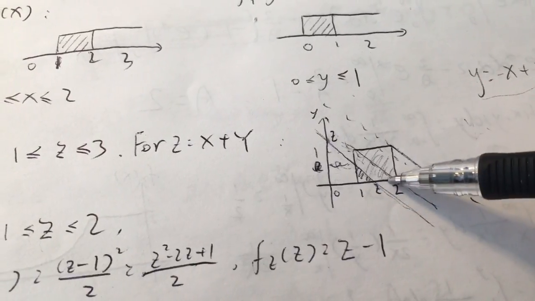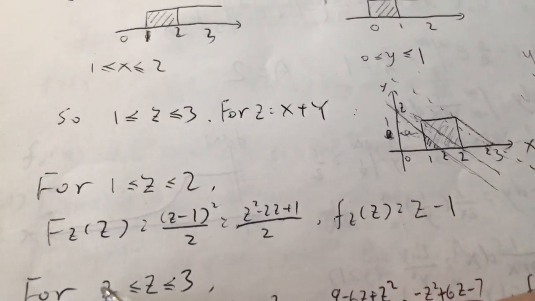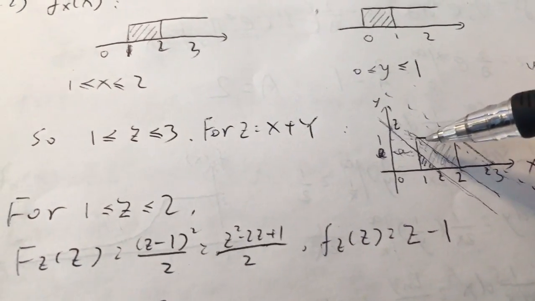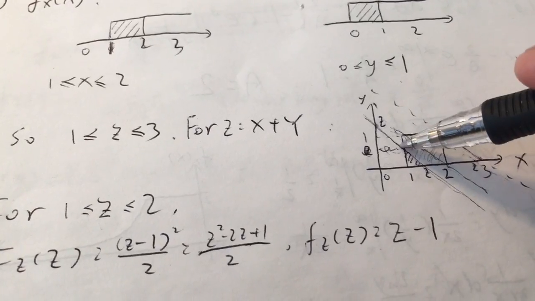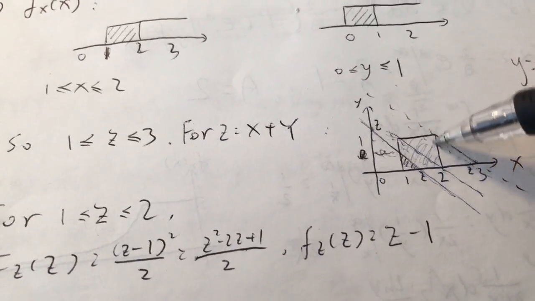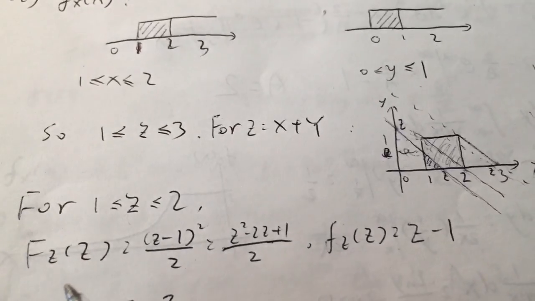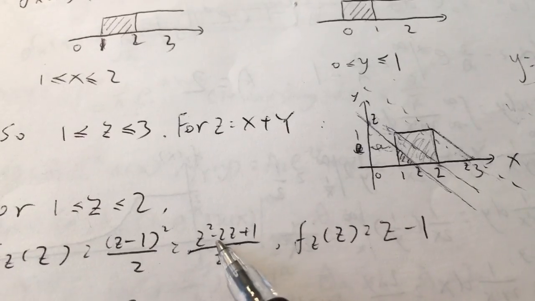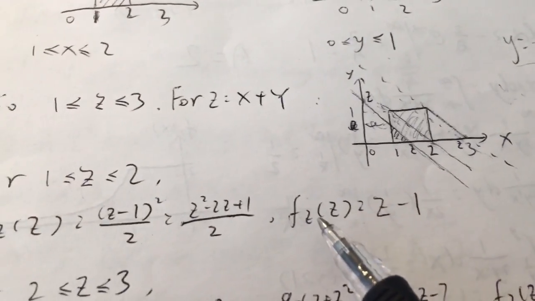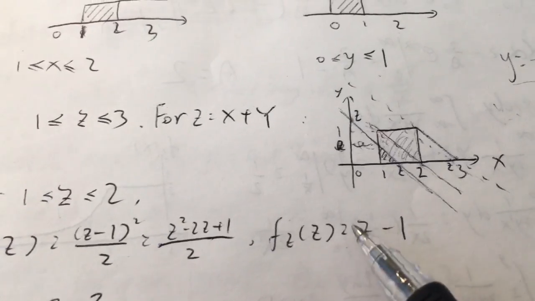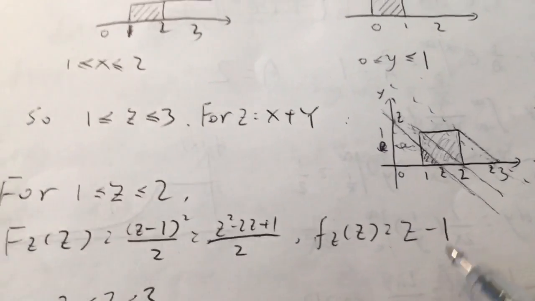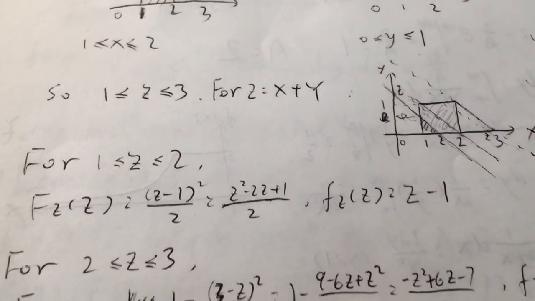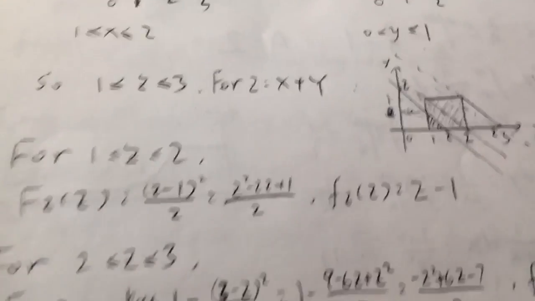So in this interval, we got the distribution function of z, and it should be the area bounded by this line and this square. So the distribution function of z should be like this. And just taking the derivative, we got the density function of z equal to z minus 1. So this is the result for z in 1 to 2.